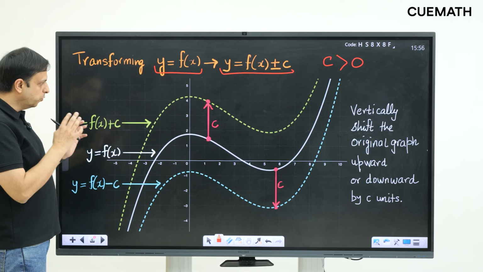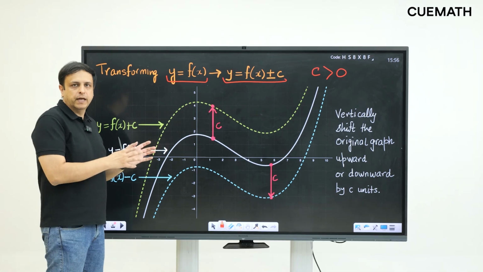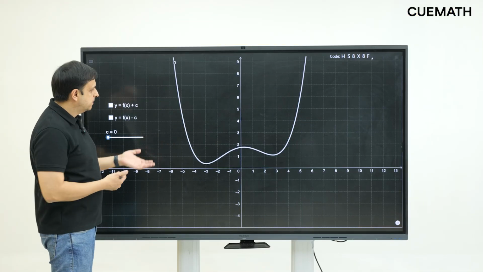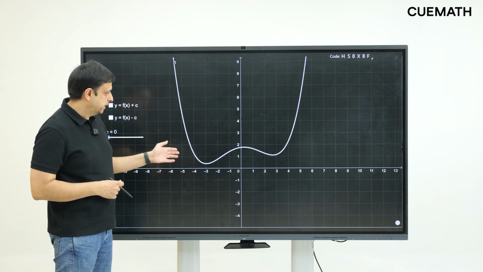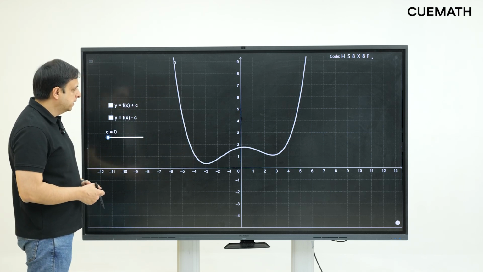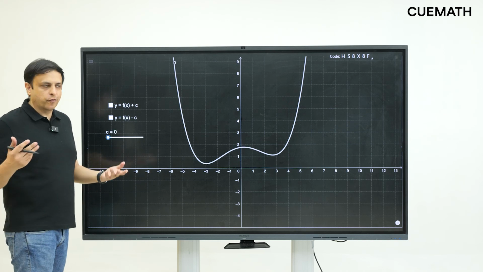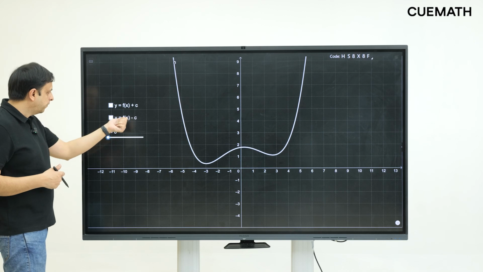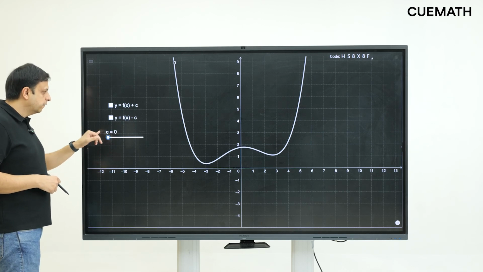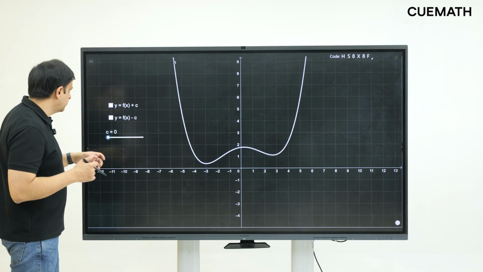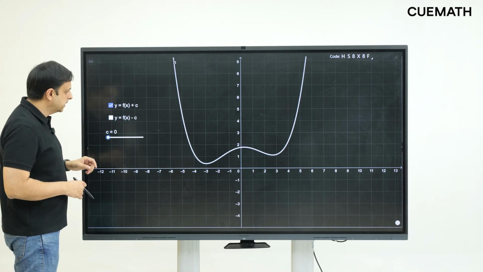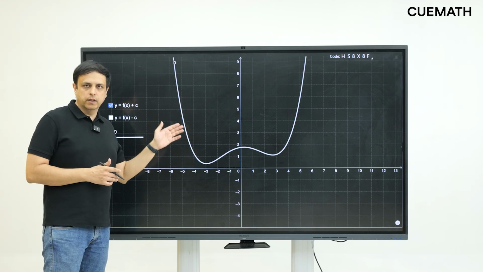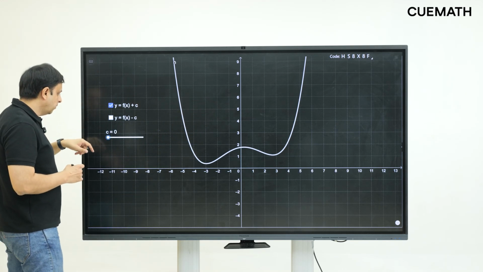So to make the visualization clearer for you, let me actually also show you this behavior in a simulation. So here's a simulation of a function. Here's a function graph, and think of it as the function y = f(x), and what I can do here is plot y = f(x) + c and y = f(x) - c, and I can vary the value of c. So let me first plot y = f(x) + c, and right now c is equal to 0.